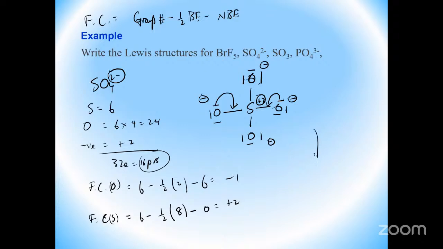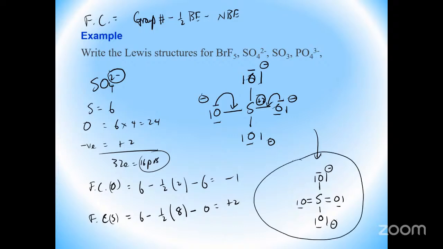So the final answer will be sulfur in the middle, doubly bonded to an oxygen with 2 lone pairs, doubly bonded to another oxygen with 2 lone pairs, singly bonded to this oxygen, which has 3 lone pairs and a negative charge. And the same thing is true for this oxygen, and this will be the final answer. So that would be the Lewis structure for the sulfate ion. All right? Any questions about this one?